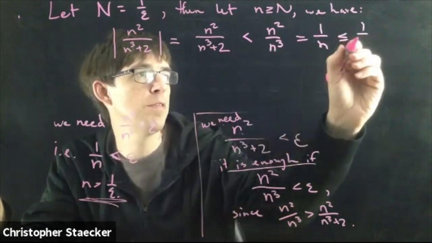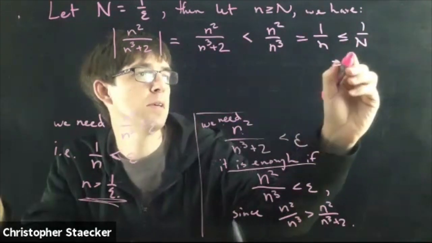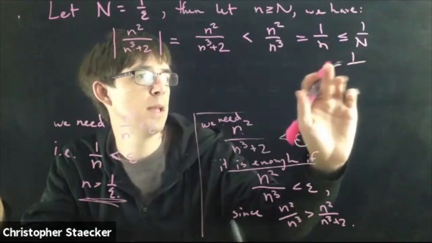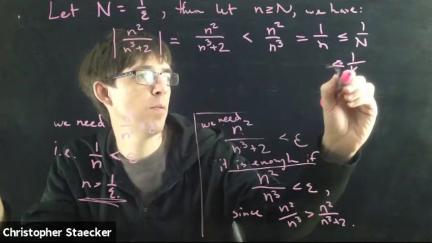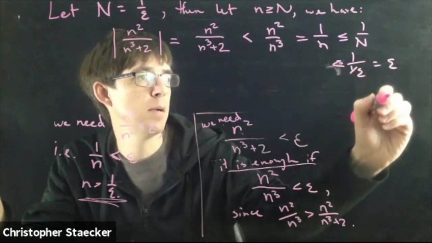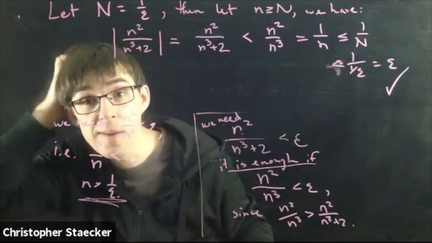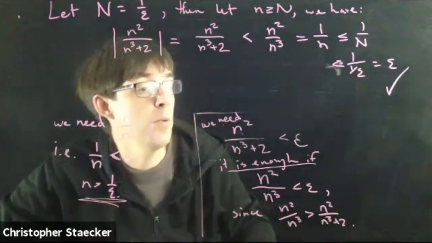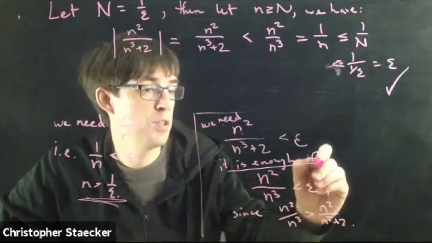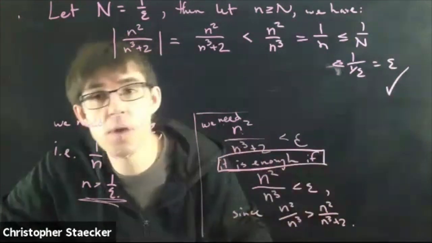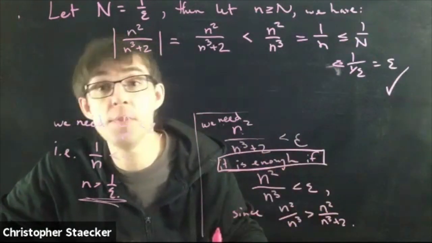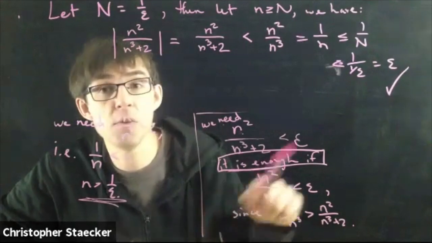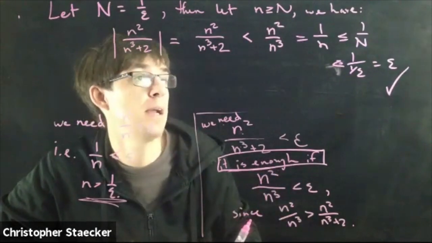1 over n is less than or equal to 1 over the big N, and then this is less than 1 over epsilon, which equals epsilon. And that's what we wanted. All right, so this is the trick that I wanted to show. This is actually something we're going to be using quite often, even later on today. This old "it is enough if" kind of thing.